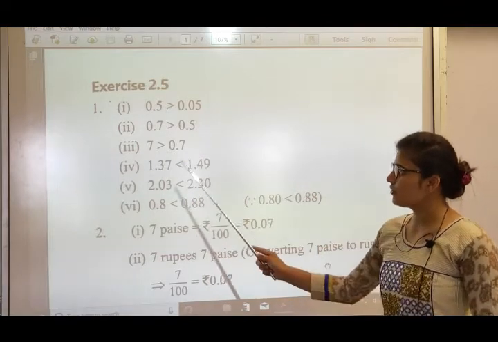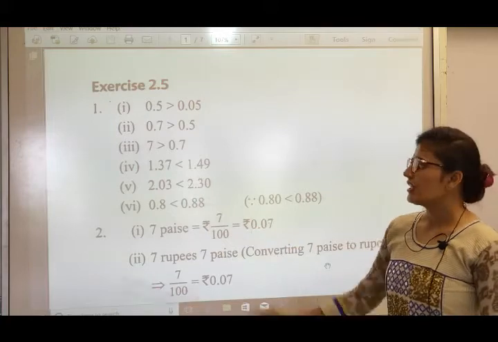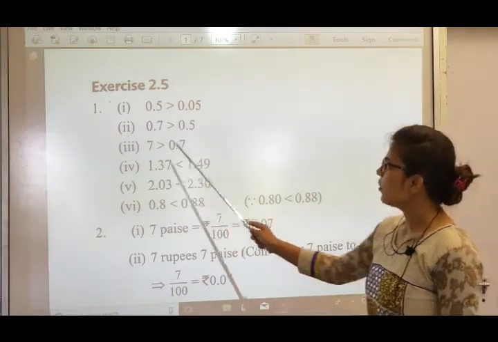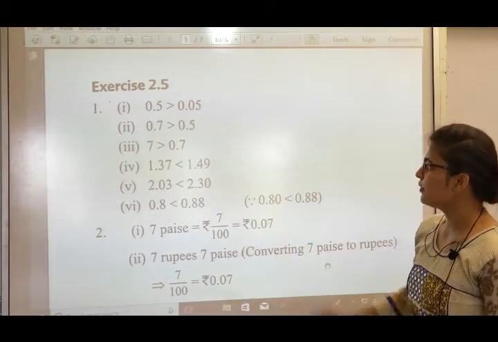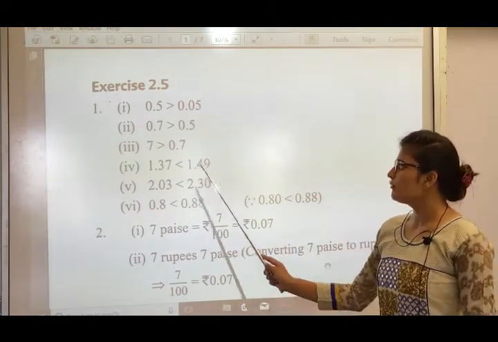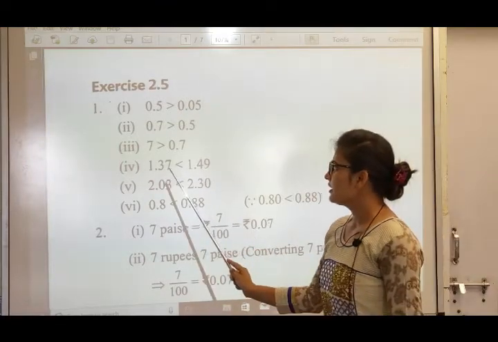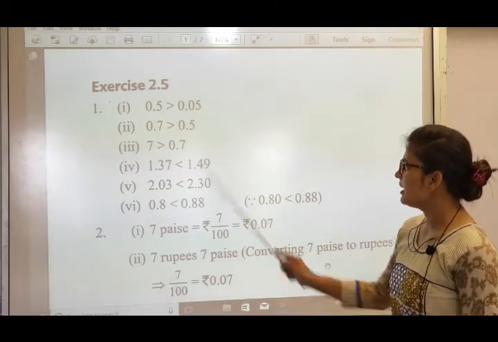Now 7 is greater or 0.7 is greater. Here you can see on the ones place, here it is 7 and here it is 0. This 7 is on the ones place. So 7 is greater. Now 1.37 or 1.49. So you can see both the first digits are same. Second, you can see after the point 3 is greater or 4 is greater, 4 is greater. So this number will be greater.